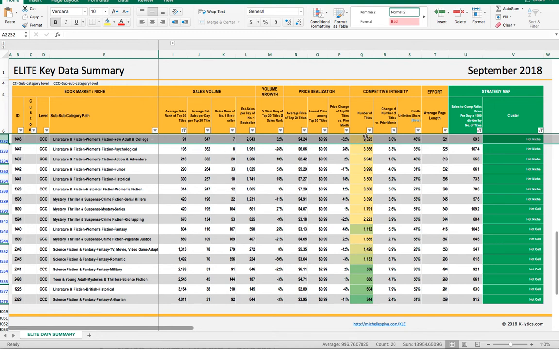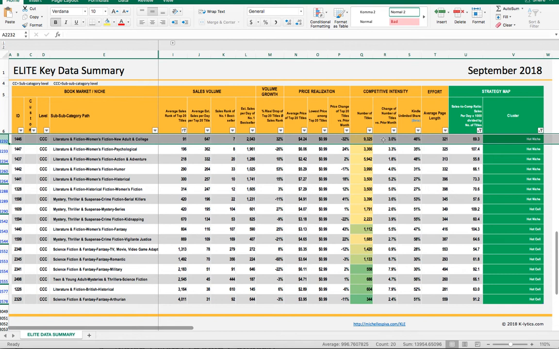Now, I will say this. Usually anything under 10,000 is still going to be great, and thus I believe that's why it got its classification as hot niche. But I will say this, the lily is almost about to turn because it's inching up there. The number of titles that were added this month was only 3%, but still, that's something to be aware of.